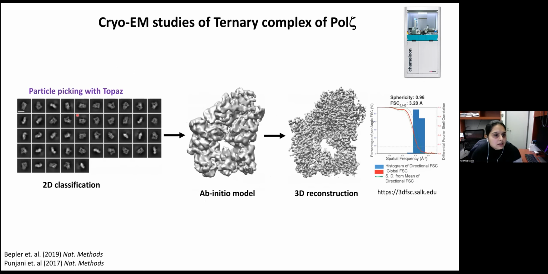So these are the results of the processing, which we also did using Topaz. That's a neural network-based particle picker that we used. And combining both the techniques, we were able to get all the side views and the other underrepresented views of the complex. And we were finally able to get a much higher resolution reconstruction of the complex to about 3.2 angstrom with a much better sphericity.